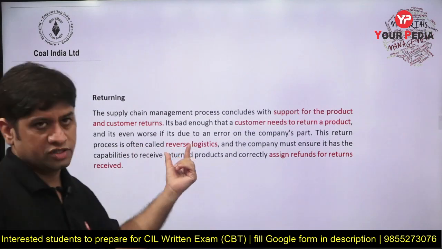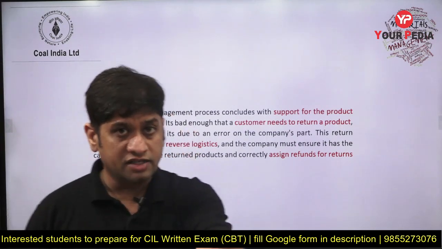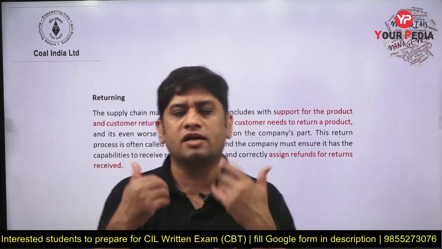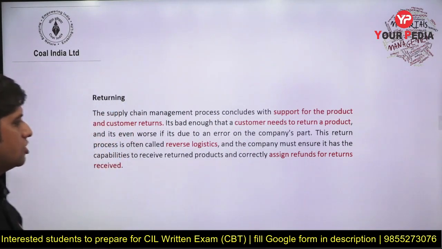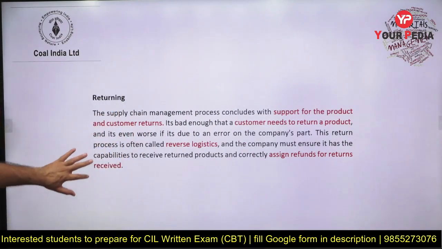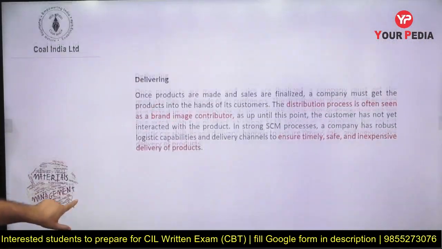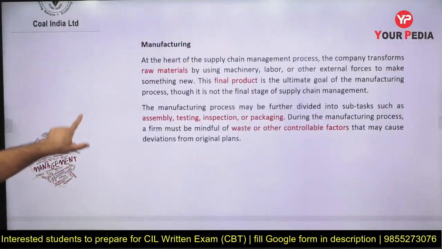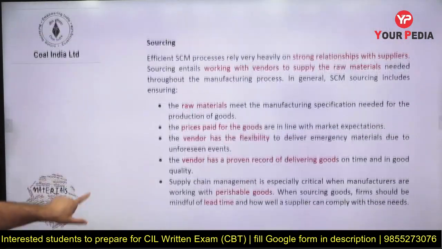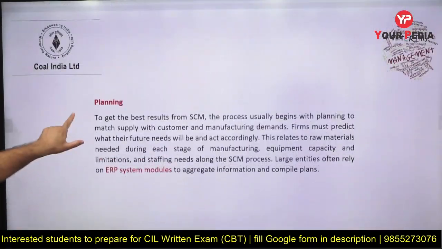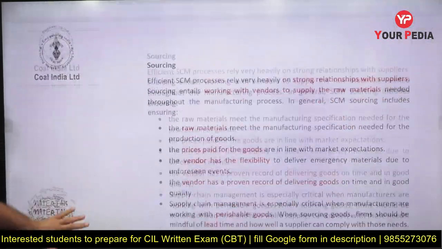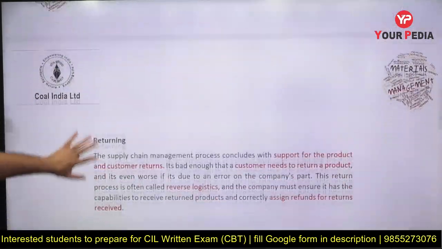That is called reverse logistic. Logistic is it reaches you. Reverse logistic is I don't want it, take it back. That is called reverse logistic. So return should also be easy. So what are the main components? Returning, then delivering or logistic or transportation, manufacturing part, then sourcing part, and then planning part. These are the 5 important parts of your supply chain management.